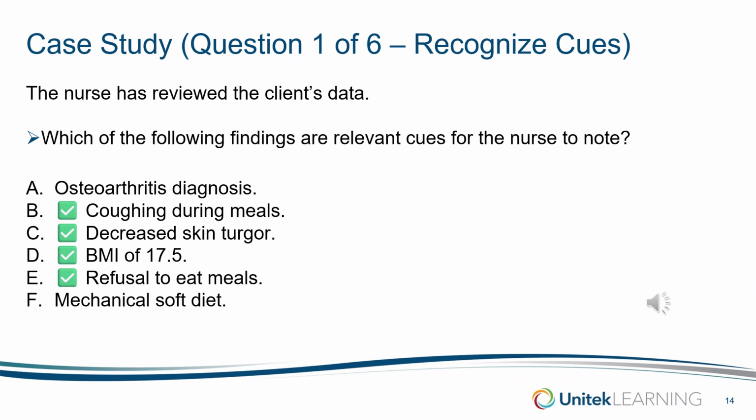Less relevant information is the osteoarthritis diagnosis, which is important but is a chronic managed condition and doesn't directly relate to the acute risks. A mechanical soft diet has already been implemented and is not a problem cue, but rather a response to a problem. NCLEX tip: always prioritize acute and safety-related cues over chronic background diagnoses.